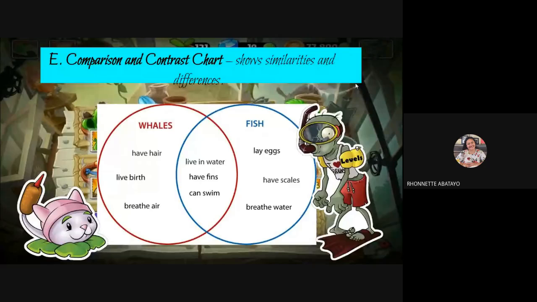Another strategy that you can use is comparison and contrast charts, which show the differences or the similarities. For example, for people, places, events, or ideas. So in the frame, you can see the basic concepts between a whale and a fish. You start to compare, or you let your students discover how they are different.